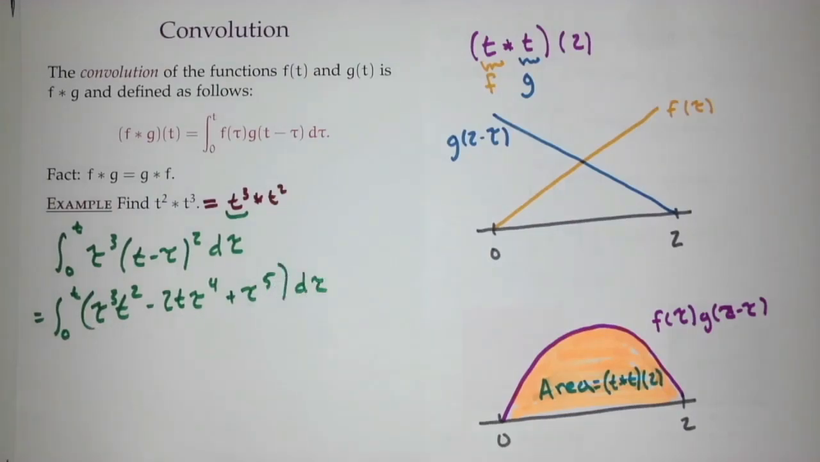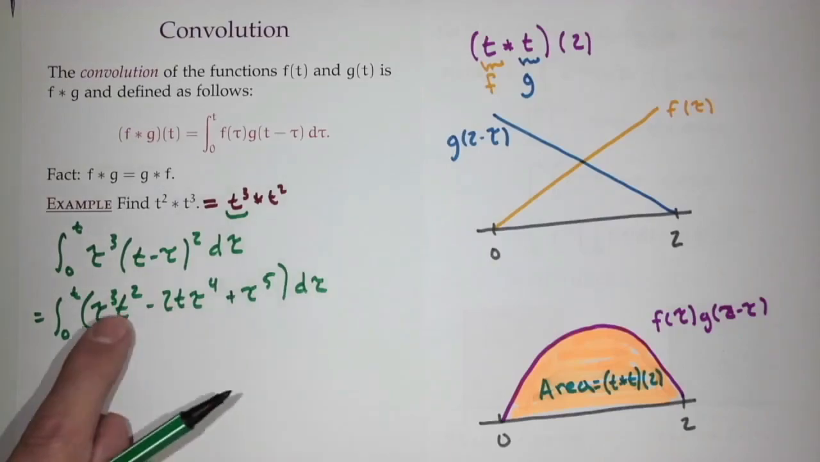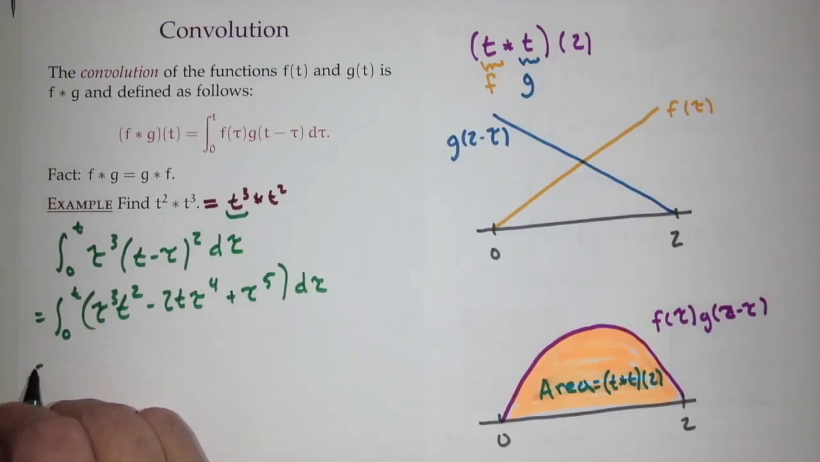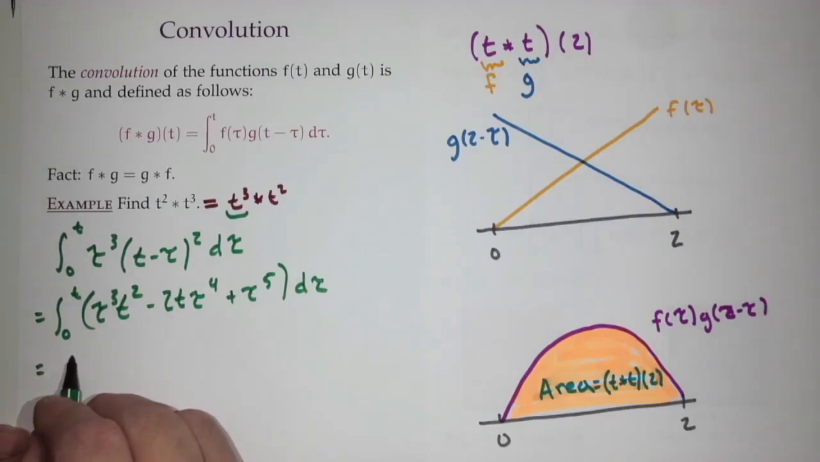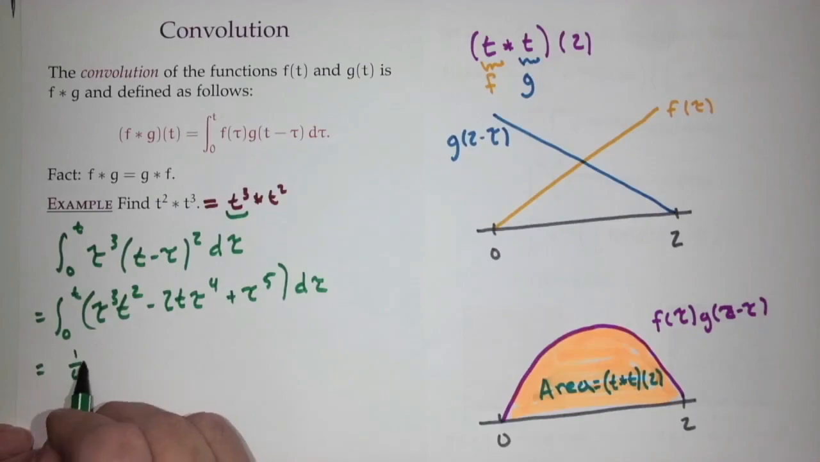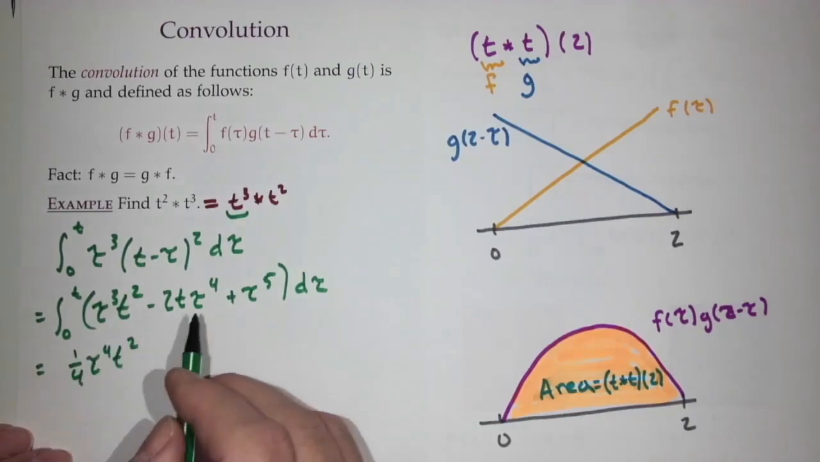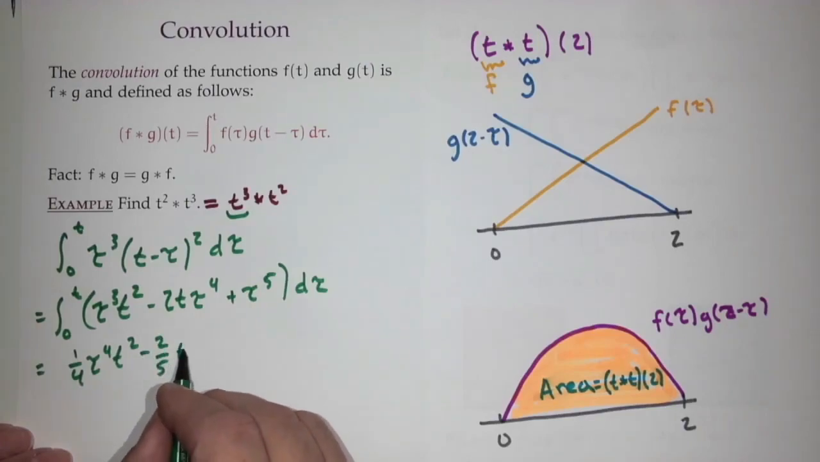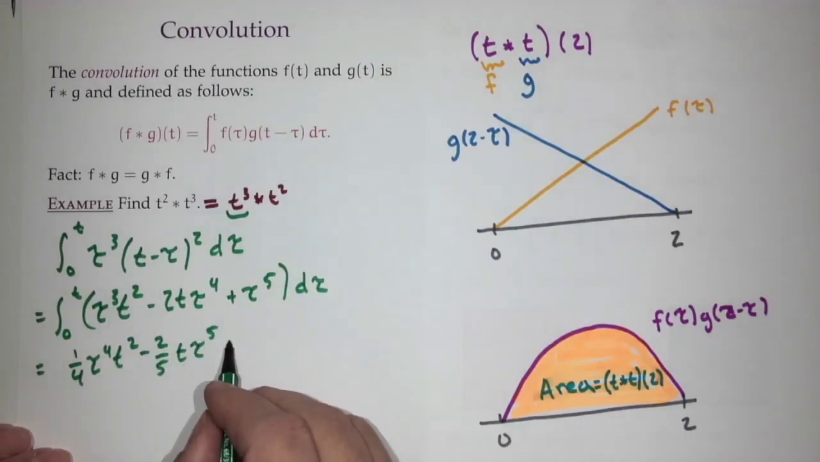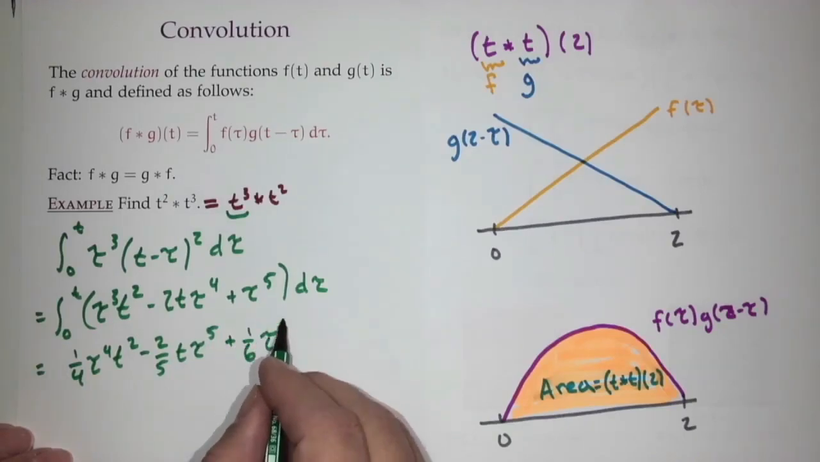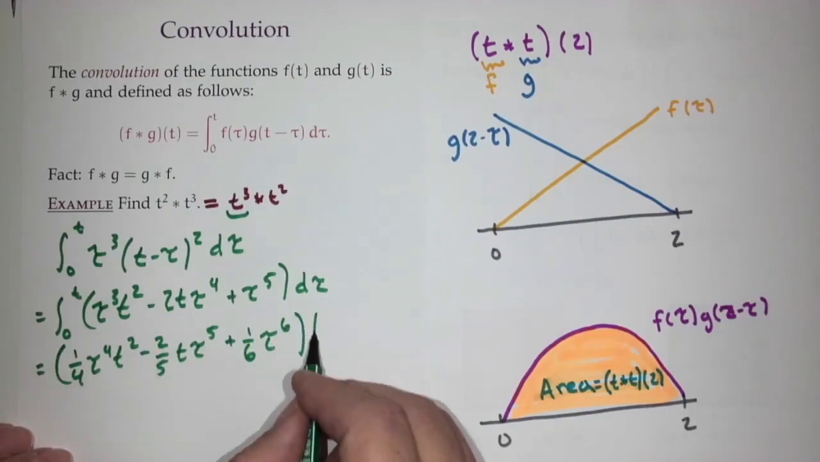So expand out. All right, now we're integrating with respect to tau. T's are constants. Tau's are what changes. So what's the integral of the first piece? Well, the t squared stays as t squared. 1/4 tau to the fourth. T squared. The next piece? 2 over 5. T tau to the fifth. The last piece? 1/6 tau to the 6. Evaluate from 0 to t.